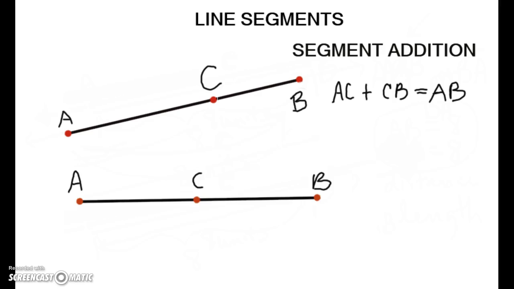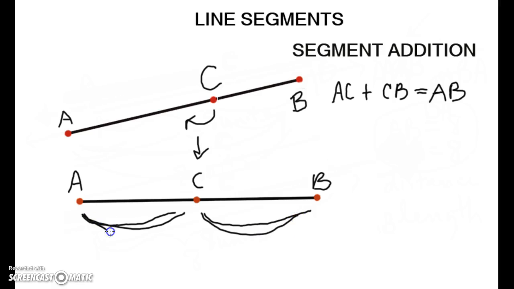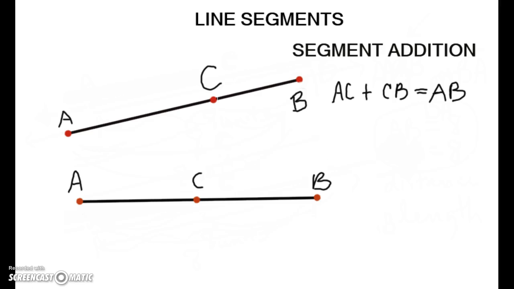Now, looking at the second example of line segment AB, I've moved point C more toward the middle. Do you see what I've done right there? That means that this small piece should be equal to this small piece. And we could still say A to C plus C to B would equal the entire A to B. But there's more you could say. Couldn't you also now say that the piece from A to C is equal to the piece from C to B? Now that's a totally different equation.